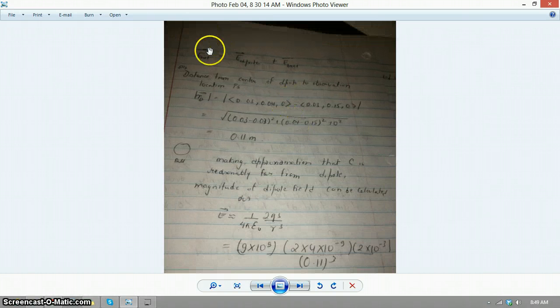As I said earlier, E net can be given by the electric field by the dipole plus the electric field by the ball. Let us calculate the electric field by the dipole first. The distance from the center of the dipole to the observation location is the observation location minus the initial location, and after doing the calculation the value comes to around 0.11 meter.